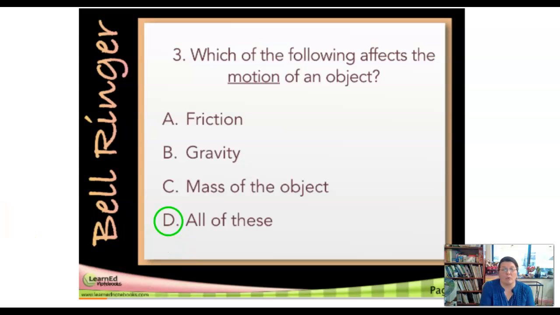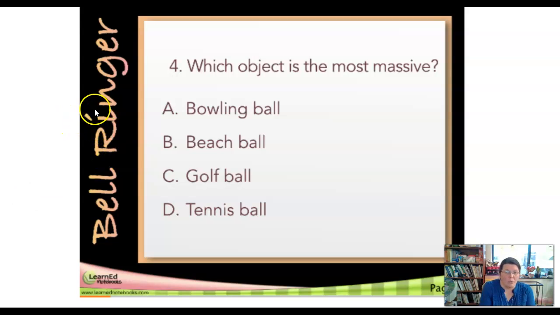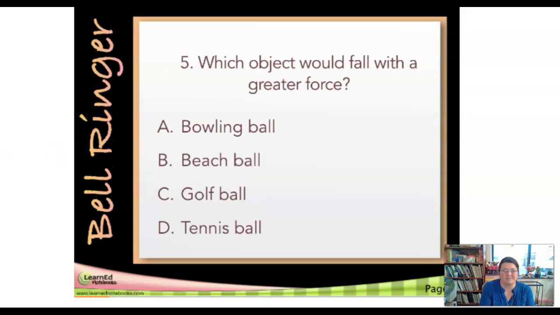Bell ringer number 4. Which object is the most massive? There we go. Bowling ball. Number 5, which object would fall with a greater force? A bowling ball is correct.